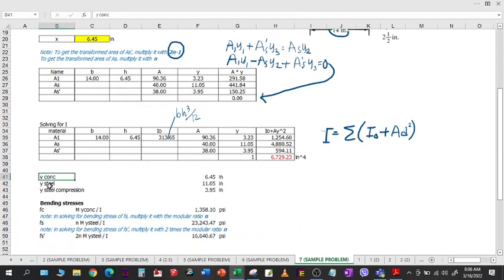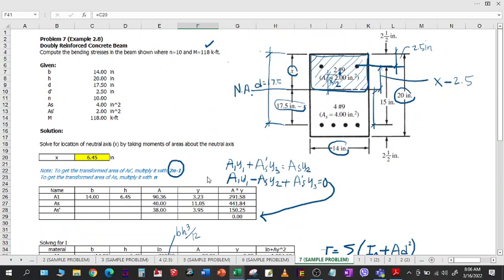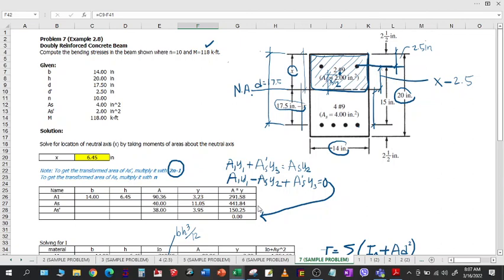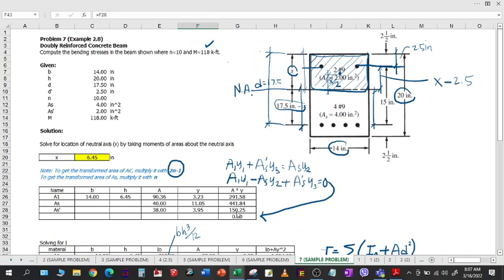So to summarize, we already have the 3 values for Y to be used for the bending stress equation, which is MC over I. Okay, this C will be either Y of concrete or Y of steel or Y of compression steel. Okay? So we have to solve for the 3. For the concrete, for the steel, and for the compression steel. So that's why we have all these values here. So Y of concrete is this value here. And then Y of steel, for the tension, we have this value here. And then Y of compression steel, we have this value here. Okay?